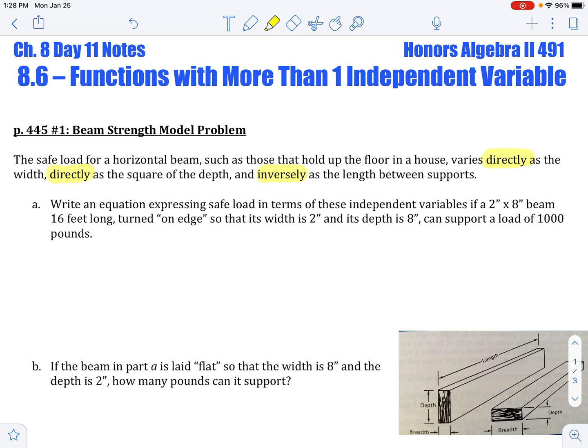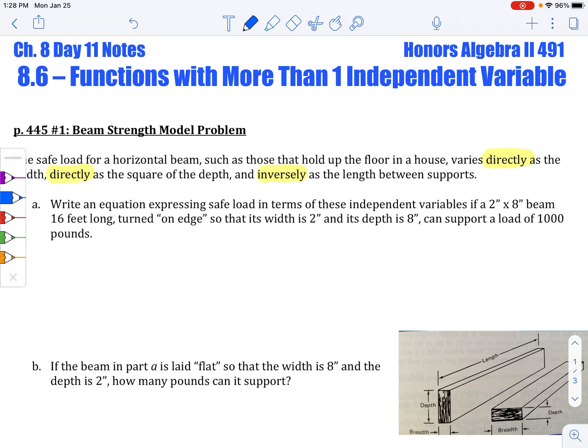Part A, we're going to write an equation expressing the safe load in terms of those independent variables. Then you'll see we're going to plug in if we have a 2-inch by 8-inch beam, 16 feet long, turned on edge so that its width is 2 inches and its depth is 8 inches, can support a load of 1,000. That information is going to help us create our particular equation, right? It gives us values so we can solve for the constant. Now, before we do any of that, let's start with our variables.